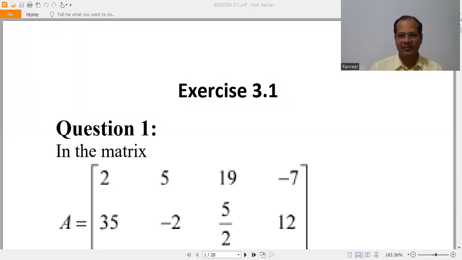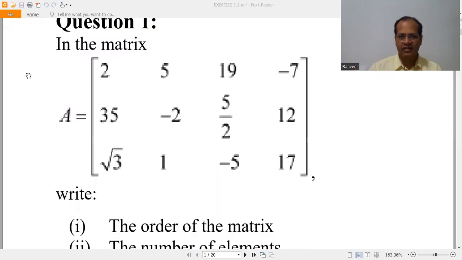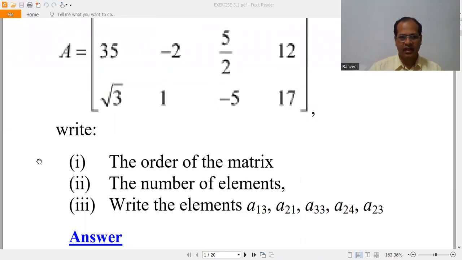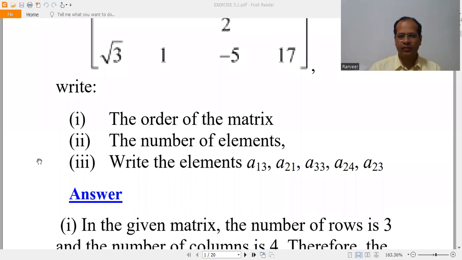Hello, dear student. Exercise 3.1, question number 1. In the matrix, this is the given matrix. Write the order of the matrix, the number of elements, and write the corresponding elements A13, A21, A33, A24, and A23.